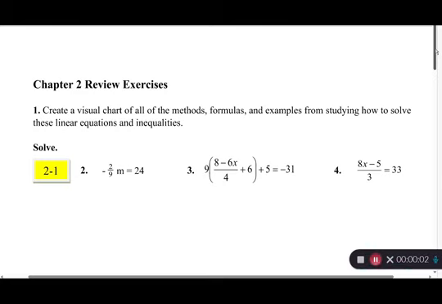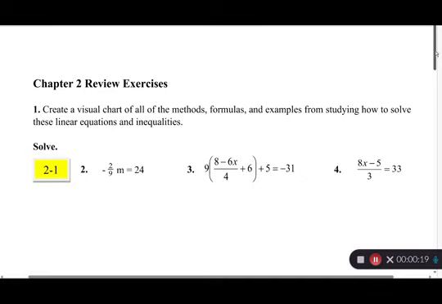Welcome to the solutions video for the Chapter 2 review exercises. We're going to go over the first few problems in this video. So number 1 says, make your visual chart. I hope it's fabulous and you've made a great visual chart. We're going to move on now to numbers 2 through 9.